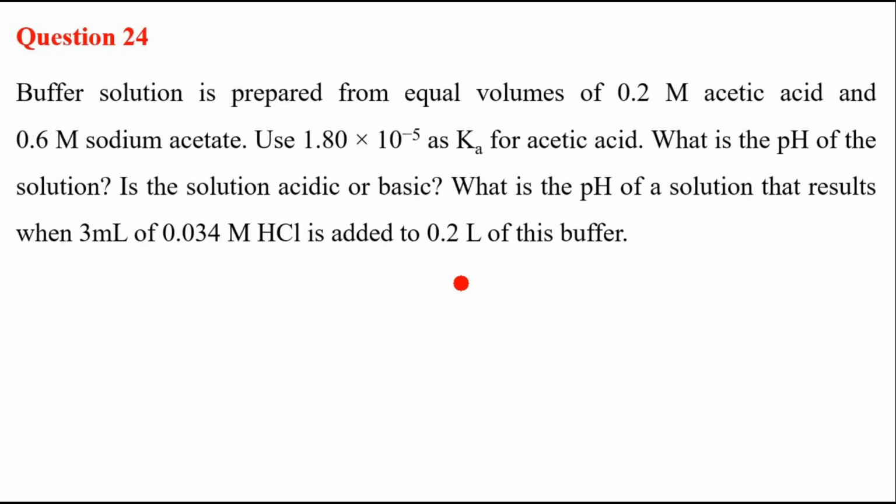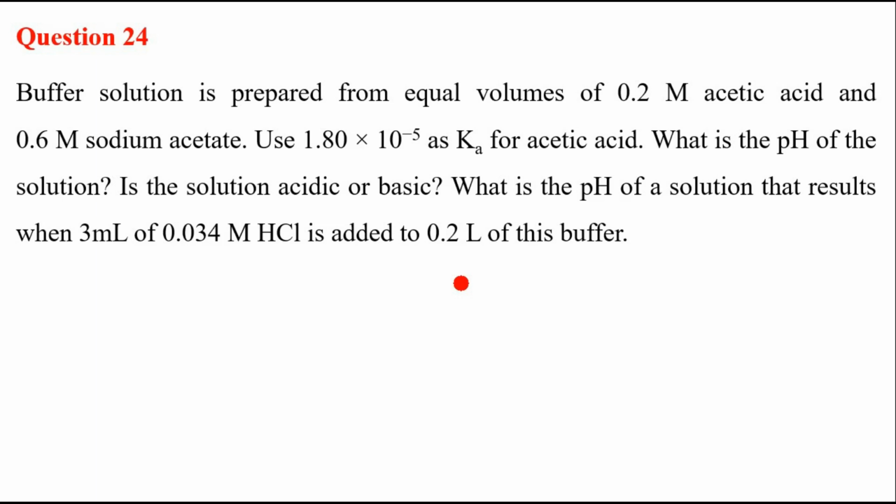So we move to question 24. What are they saying in question 24? They are saying the buffer solution is prepared from equal volumes of 0.2 mole acetic acid and 0.6 mole sodium acetate. Then the Ka was given. They are saying use the Ka value of 1.8 times 10 power negative 5 as the Ka for acetic acid.